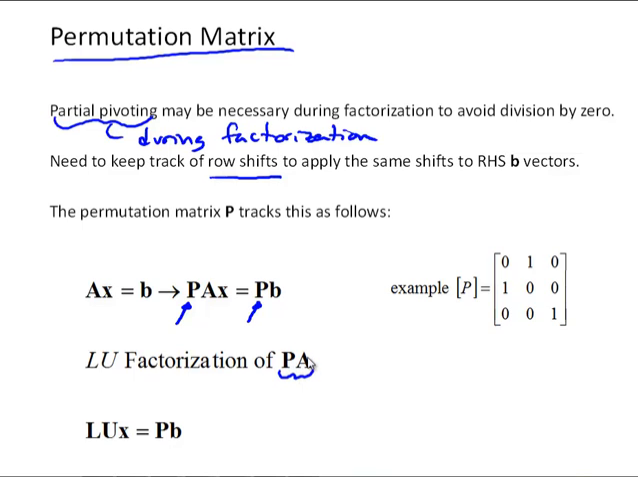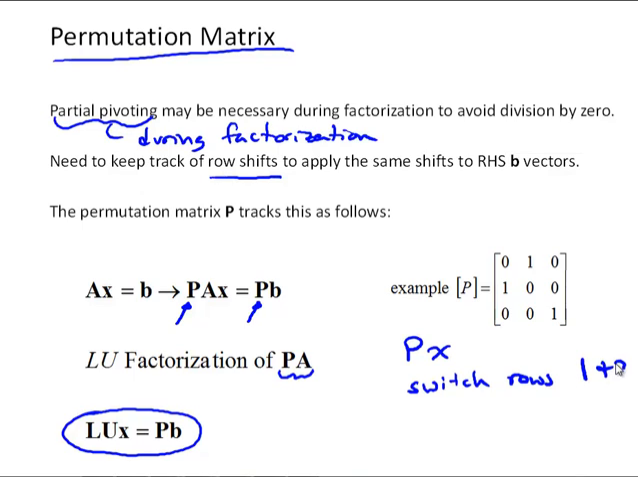And all PA is doing is mathematically implementing those pivots. And then we'll solve the system LUx equals Pb. So test yourself to make sure you understand how this is working. You can try multiplying P times some generic vector x. Here's an example P, and you should see that this permutation matrix would switch rows 1 and 2.